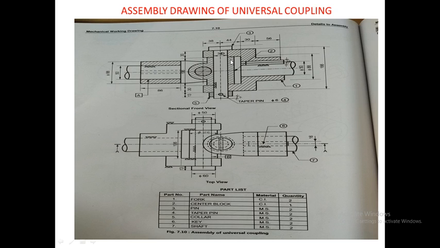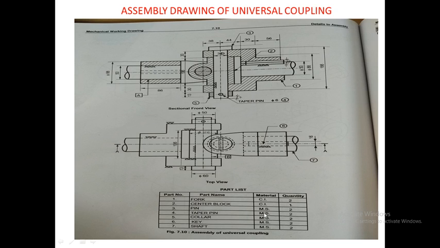Now the center block consists of two cylinders. This is the vertical cylinder and this is the horizontal cylinder. Part number 2 is nothing but the center block. Now part number 3 is the pin.